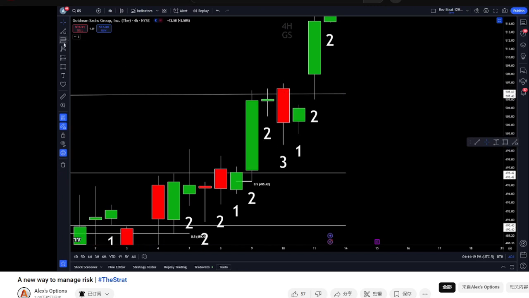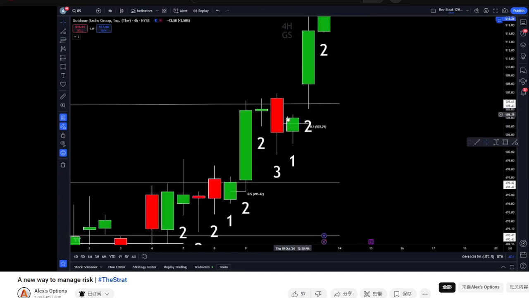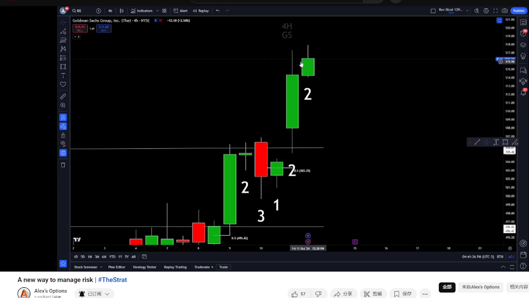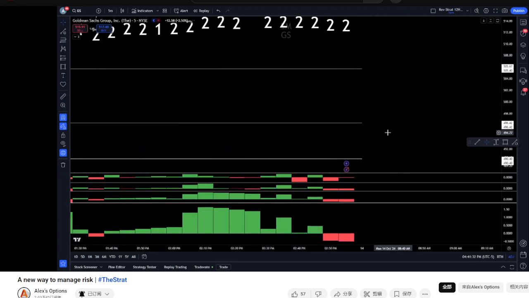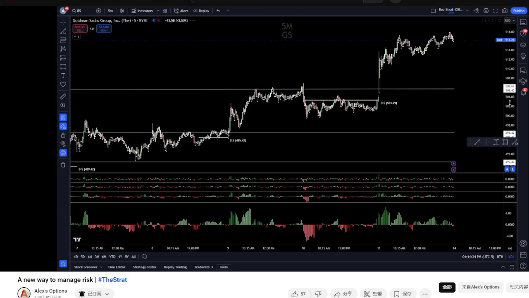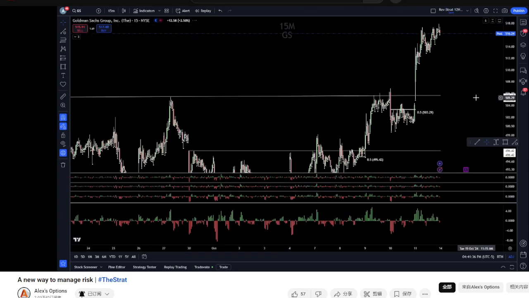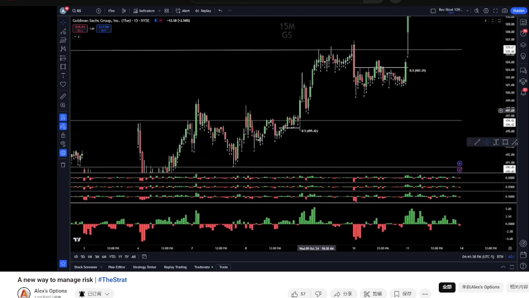They do have the 3, which is your broadening formation. And you'll see in here, they then close back above to get you more entries into this, and then up they go. So really, really simple. The other way that he had shown me is this. And really just with the 50%, that's all you need. There's not much more you need to add to that.